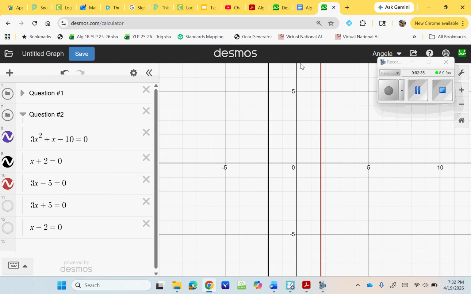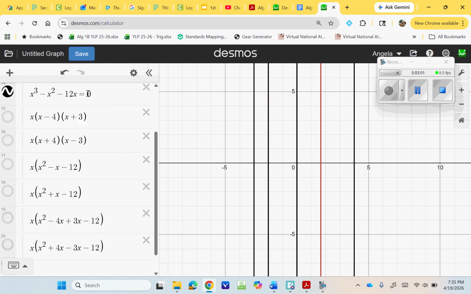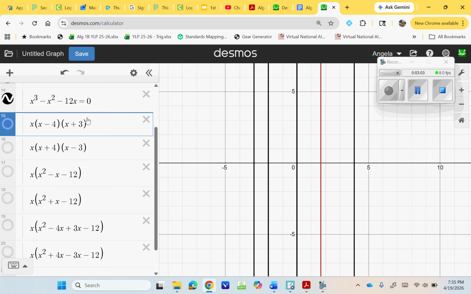Okay, let's move on to problem number three. So this one does say select all that apply. If you've noticed, I've come over here and I went ahead and set the first one equal to 0. And I'm going to do that for all of these down here. We're going to set it equal to 0. And again, I'm looking for more than one answer. So let's see. Let me try this one.